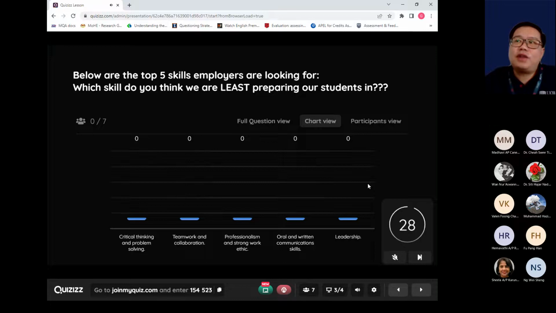Below are the top 5 skills employers are looking for. Which skill do you think we are least preparing our students in? Least. This one.